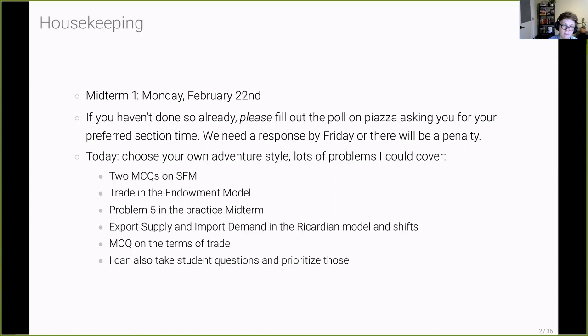I also have a bit where I can review export supply and import demand again from section 2, and then also talk about what causes changes and shifts in the curves of home and foreign. I have a multiple choice question on the terms of trade.